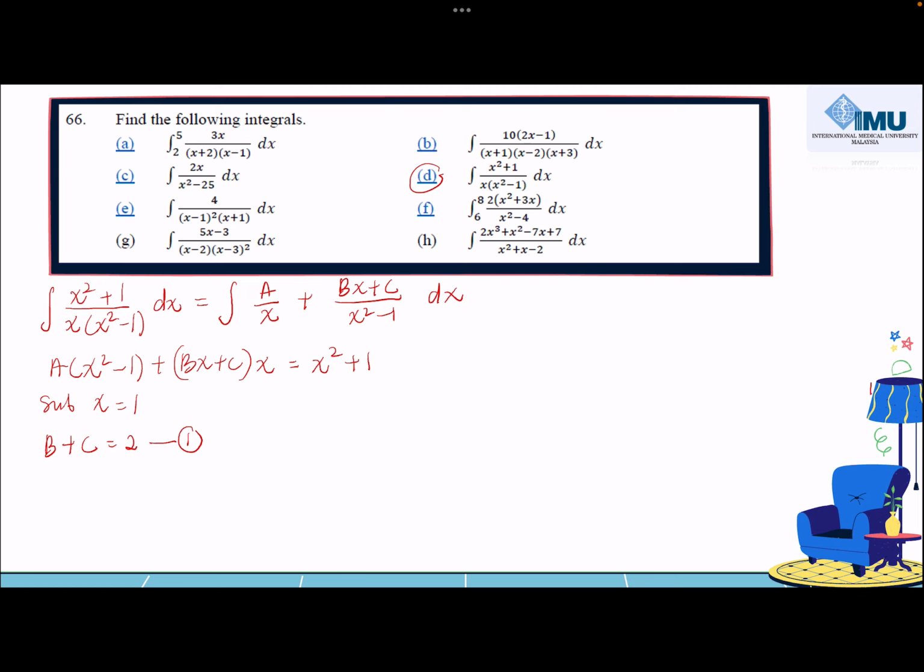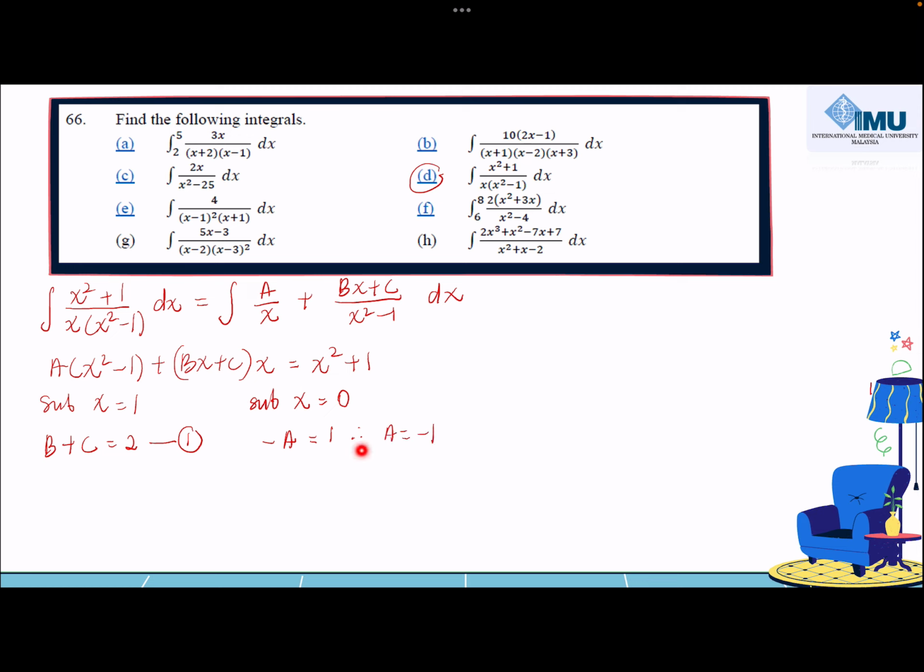Now, next job, substitute x equals 0. Now what happens? 0 squared minus 1 is minus 1, so you get minus A. What happens here? Anything multiplied by 0 is gone. So negative A is equivalent to 0 squared plus 1. Hence, we are able to solve for the value of A. A is equivalent to negative 1.